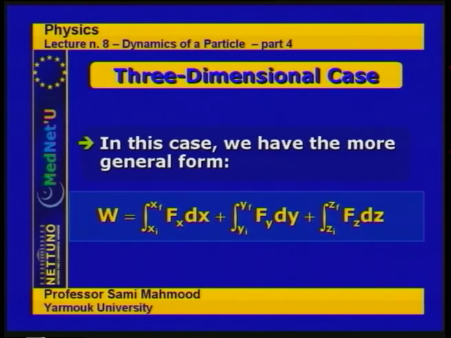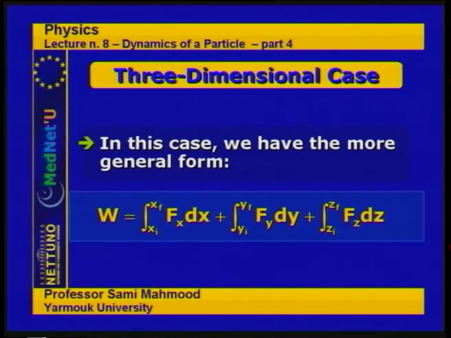The work done by this three-dimensional force is equal to the integral from x initial to x final of f sub x dx plus the integral from y initial to y final of f sub y dy plus the integral from z initial to z final of f sub z dz.